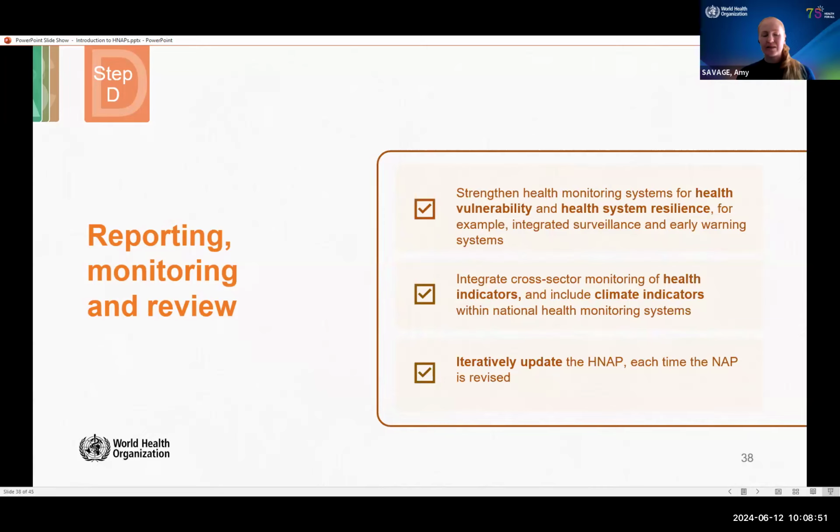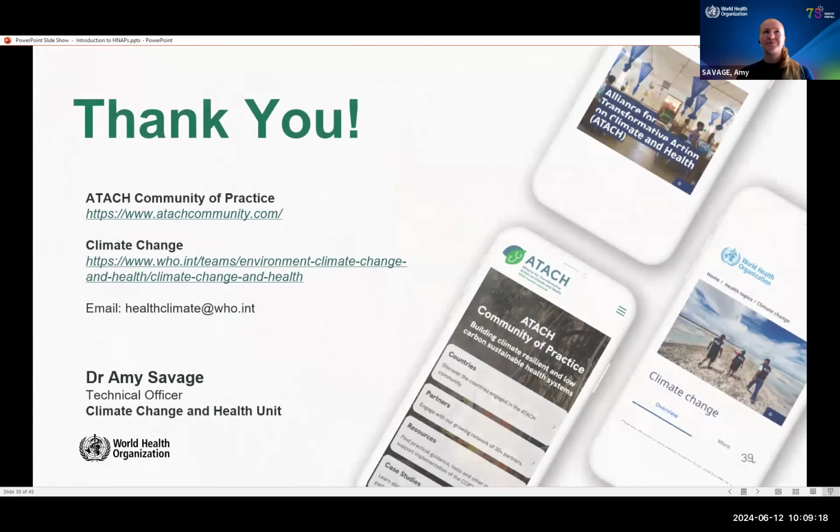Of course, there's different factors and different contexts that will decide when the HNAP is updated. When it's updated, hopefully we will also update the vulnerability and adaptation assessment so we have an updated understanding of what the health risks are in a specific context, because climate change is unstable and different aspects of a context are unstable. So we want to continually assess, are we doing the right thing to increase resilience? So that's all from me today, and I'll hand back over to Kristiina.